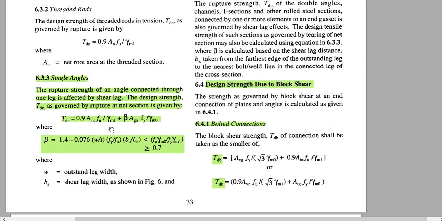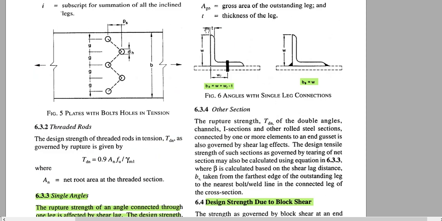Now here some constants or factors are given. So the beta is given by this equation. In this equation you should know what is this W and what is T. T you know, Fy, Fu, Bs, Lc. So the value of beta will be this. It should be less than or equal to this value, and this value should be greater than or equal to 0.7. Now what is W? W is the outstand leg width, that means this one. So in this figure, this leg is connected and this leg is not connected.